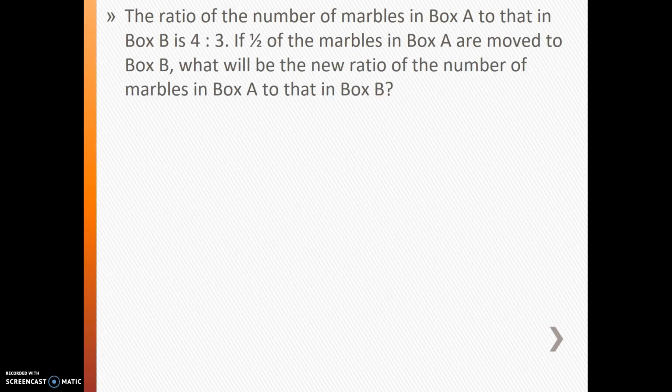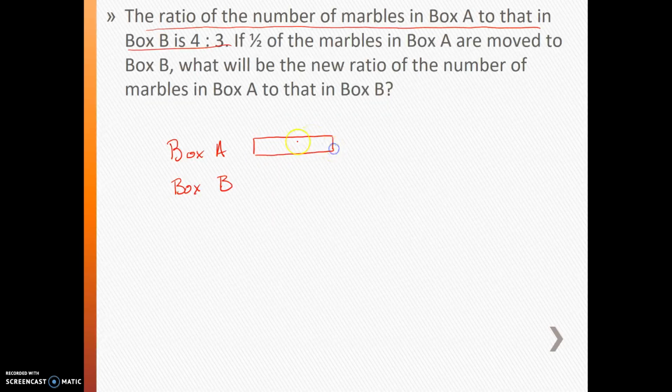Okay, well, remember we're going to ask ourselves a few questions during changing ratios. When we have a problem like this, we want to know what the before situation is, what the after is, what is changing, and what question we are trying to answer. So let's take a look at our before situation first. It says up here that the ratio of the number of marbles in box A to that in box B is 4:3. So let's go ahead and model that. And we've got 4 in box A. And we've got 3 in box B.